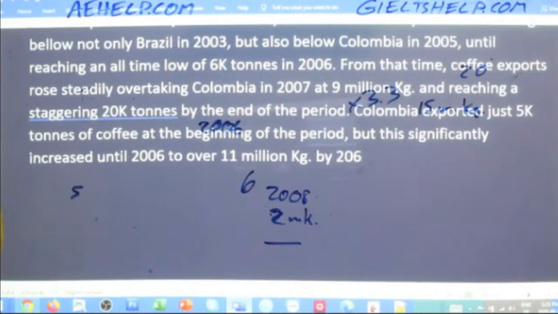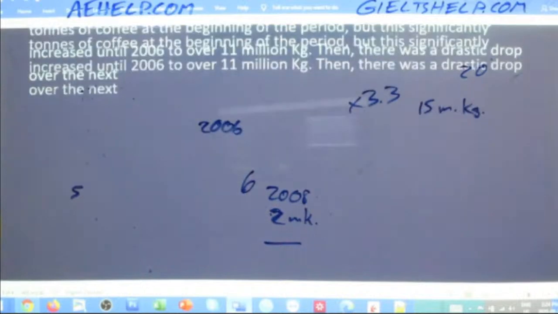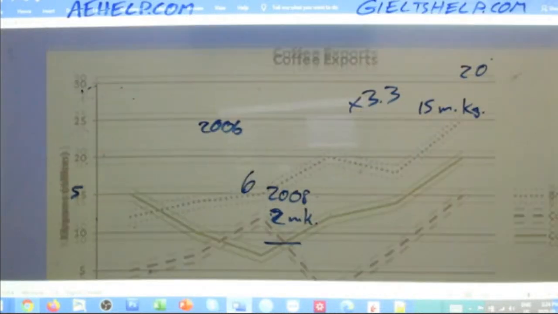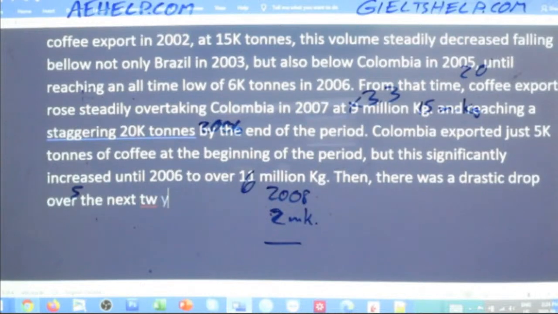Okay, so Colombia exported just 5,000 tons of coffee at the beginning of the period, but this significantly increased until 2006 to over 11 million kilograms. Then there was a drastic drop over the next 2 years to just 2,000 tons.